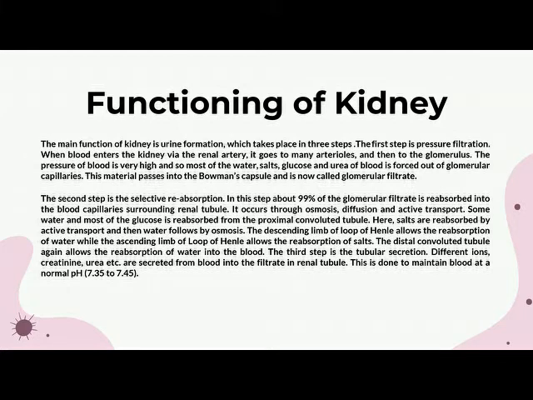The descending limb of loop of Henle allows the reabsorption of water while the ascending limb of loop of Henle allows the reabsorption of salt. The distal convoluted tubule again allows the reabsorption of water into the blood.